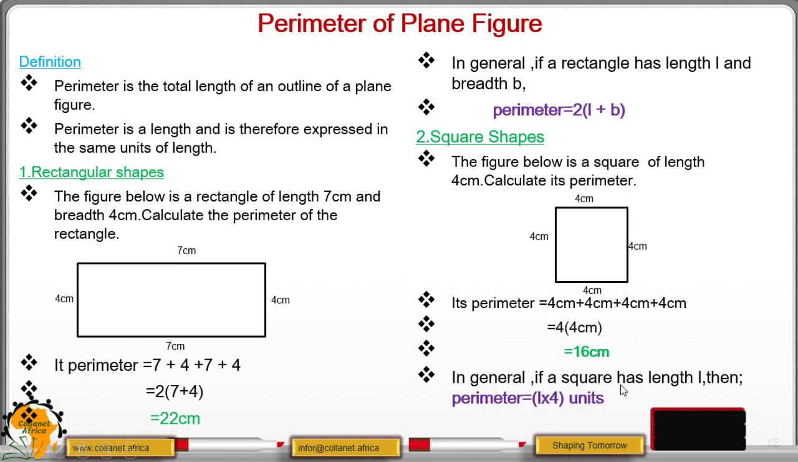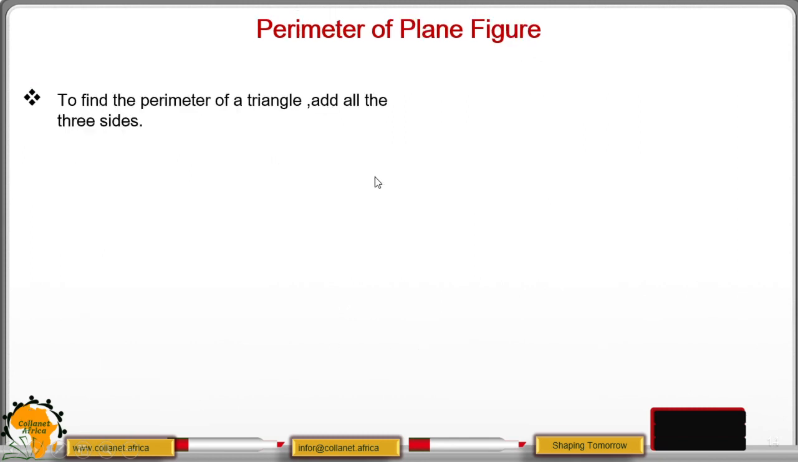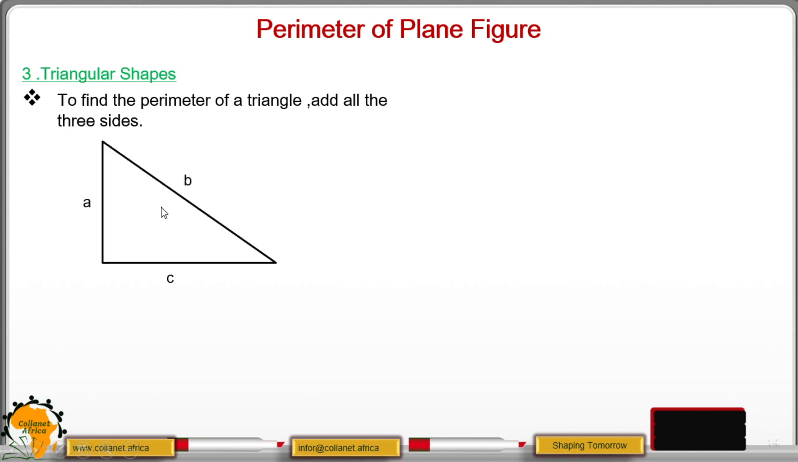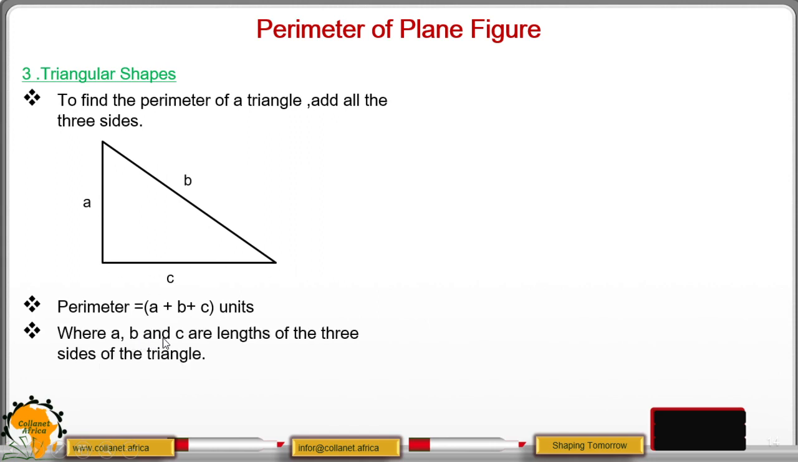Therefore, in general, if a square has a length L, then the perimeter will be L, that is our length, times 4, and then you have to include the units. From there, we can move to the triangular shape, and we are going to consider our triangle here. For us now to get this, again, you need to add all the sides. You add the 3 sides. So the perimeter will be A plus B plus C units, where A, B, and C are the lengths of the 3 sides of a triangle as shown in this diagram.